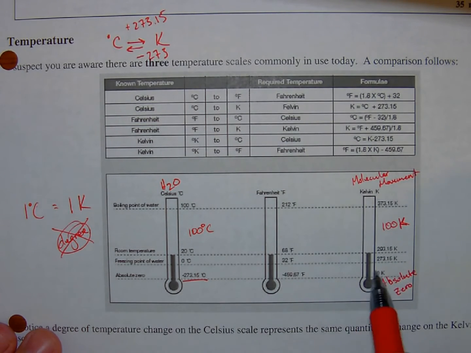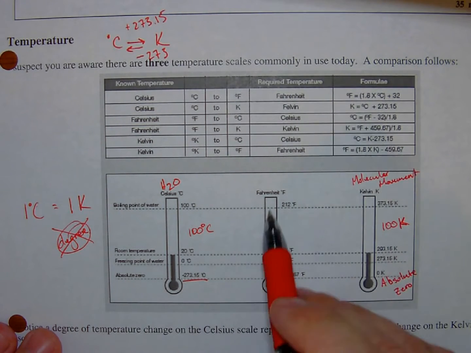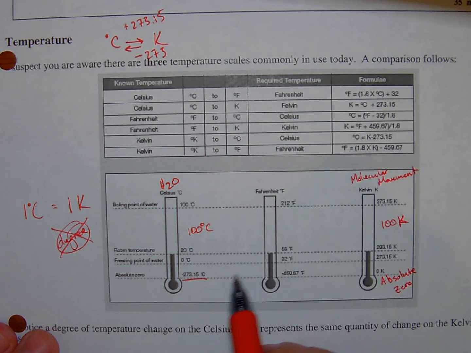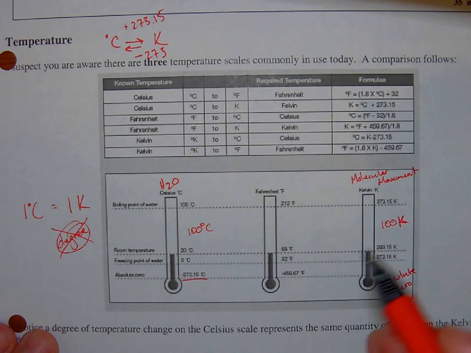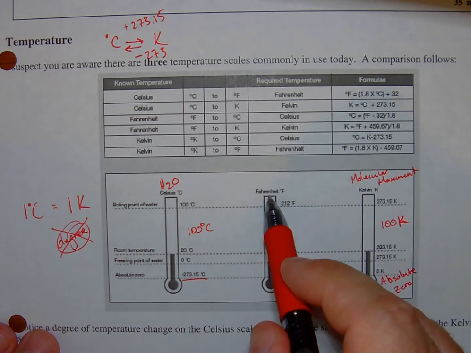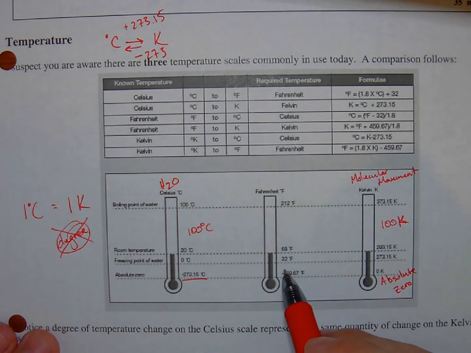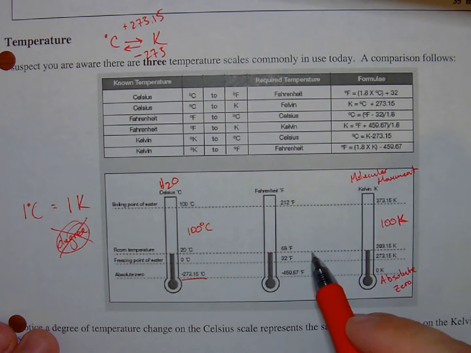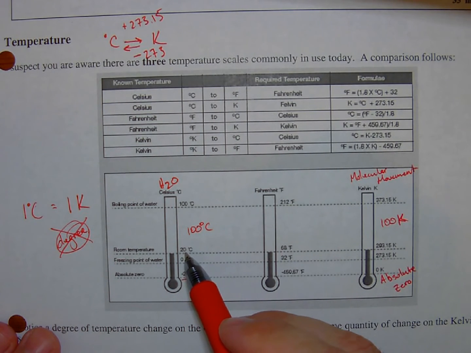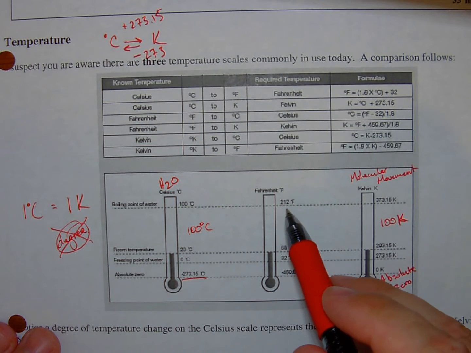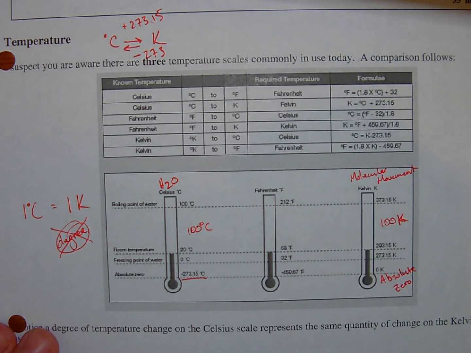Other interesting information we have right here: the Fahrenheit scale, which is super annoying, to be perfectly honest. It's based on random stuff. Well, it's not random. It's what this guy thought was important. But the freezing point of water is 32 degrees Fahrenheit. A comfortable room temperature, at least for me, would be 68 degrees Fahrenheit. It's about 20 degrees Celsius on the Celsius scale. And water will boil at 212 degrees Fahrenheit.